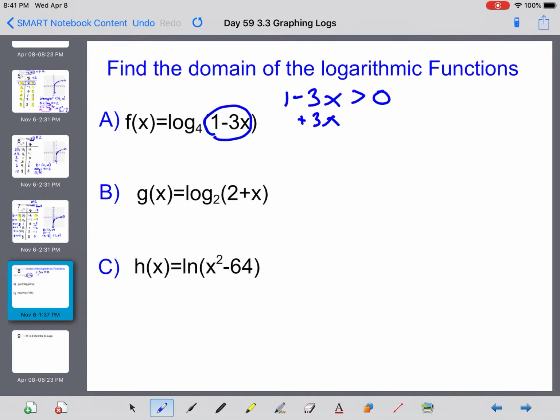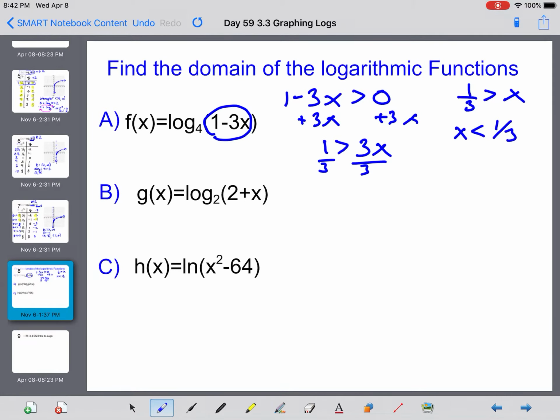I'm going to go ahead and add 3x to both sides. You could certainly subtract the 1, but you just have to remember when you divided by the -3 that you would need to flip-flop that inequality sign. So then I get 1 is greater than 3x, so then I have to divide both sides by 3. And that tells me then that 1/3 is greater than x.